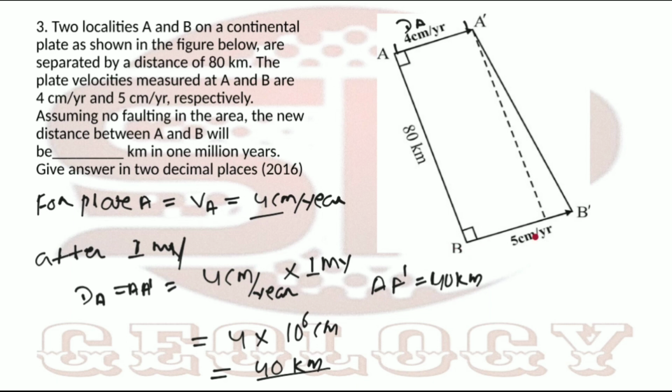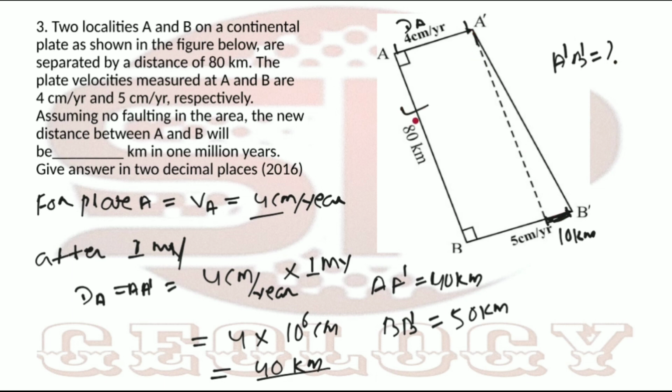Then similarly, you can calculate the B dash. It will be 50 kilometers. So B travels 50 kilometers in 1 million years. A travels 40 kilometers in 1 million years. See, this is how much the B plate has advanced from the A plate. This distance will be 10 kilometers. So we have to calculate A dash, B dash. So what is the new distance between them? This will be 10 kilometers.